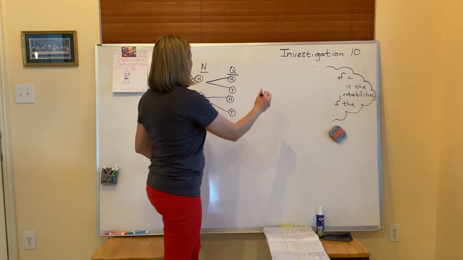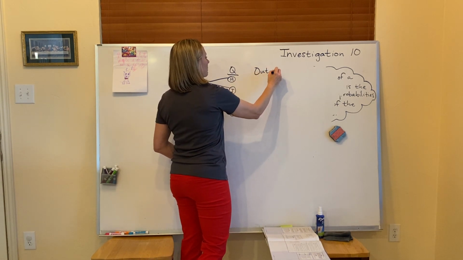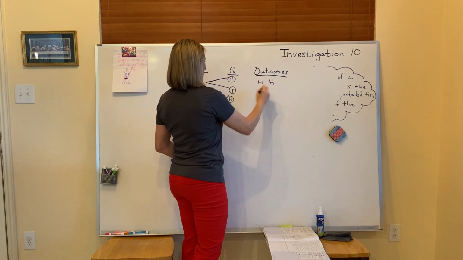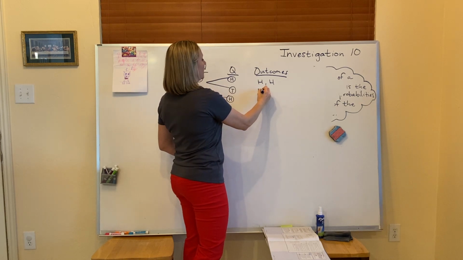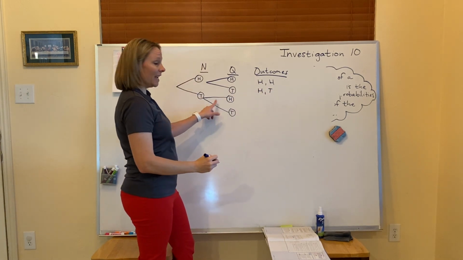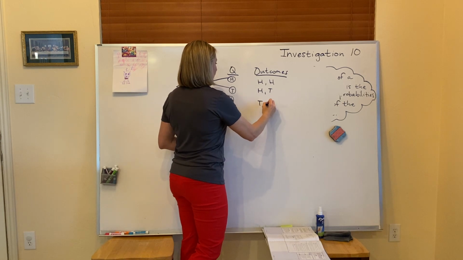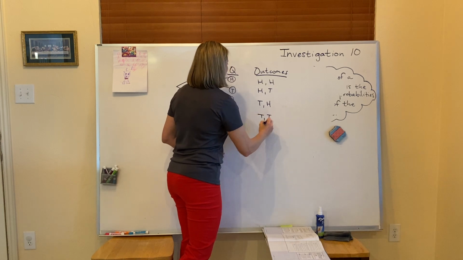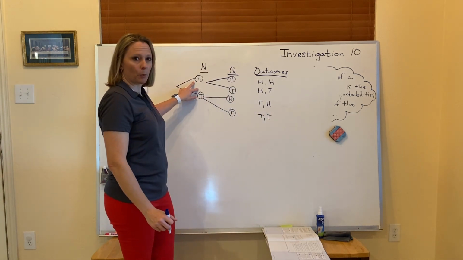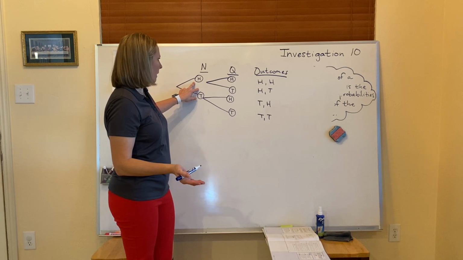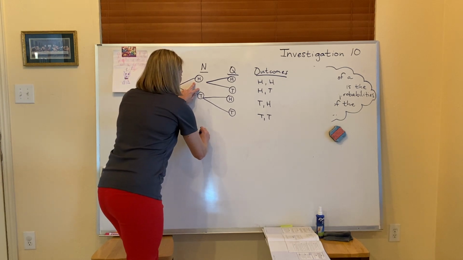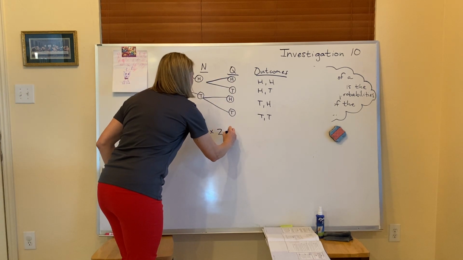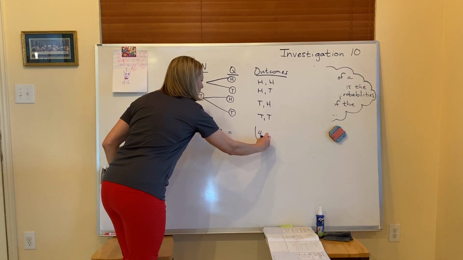So our outcomes could be heads, heads, heads, tails, tails, heads, or tails, tails. So if we take our two options for what we could possibly do with a nickel, heads or tails, and we multiply it by our two options that could happen with a quarter, we come up with our number of possible outcomes, right, which is 4.